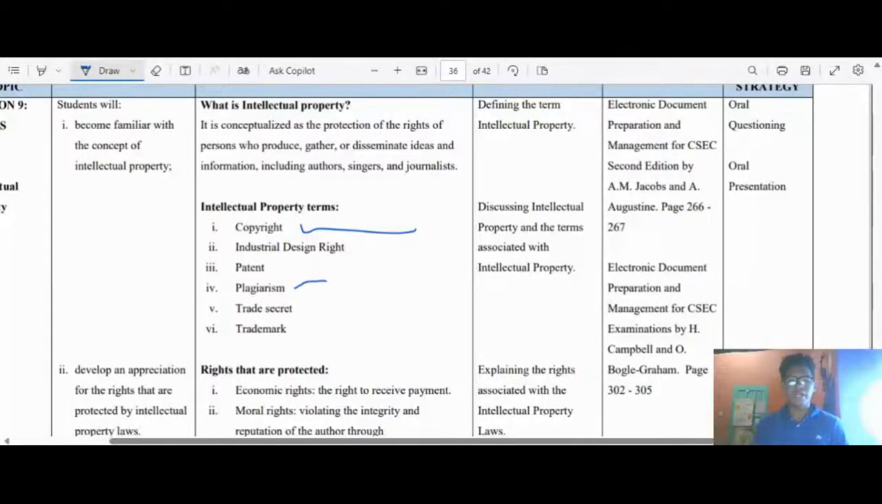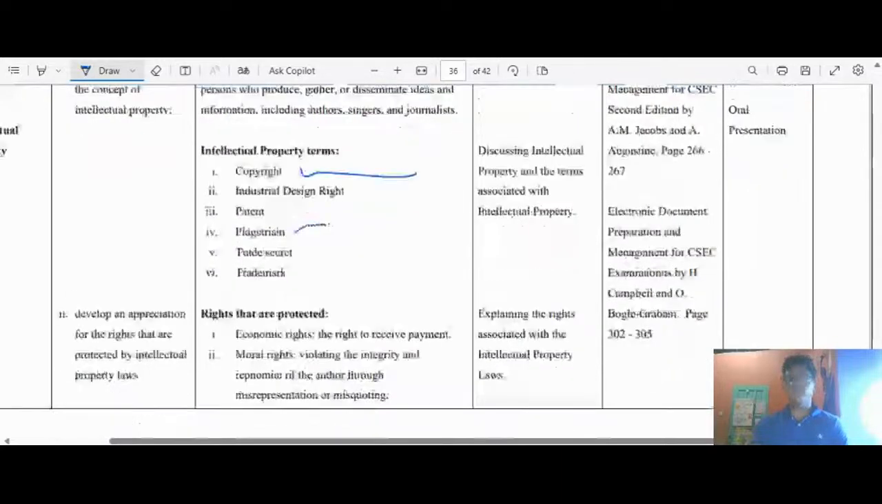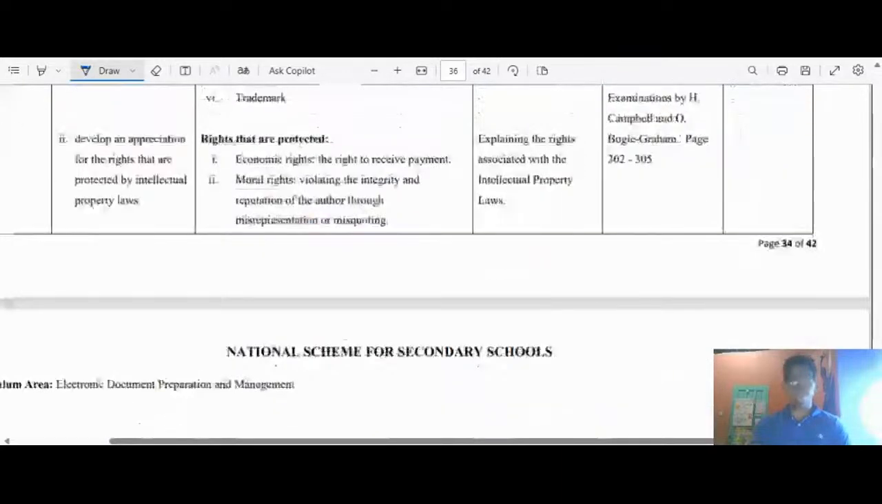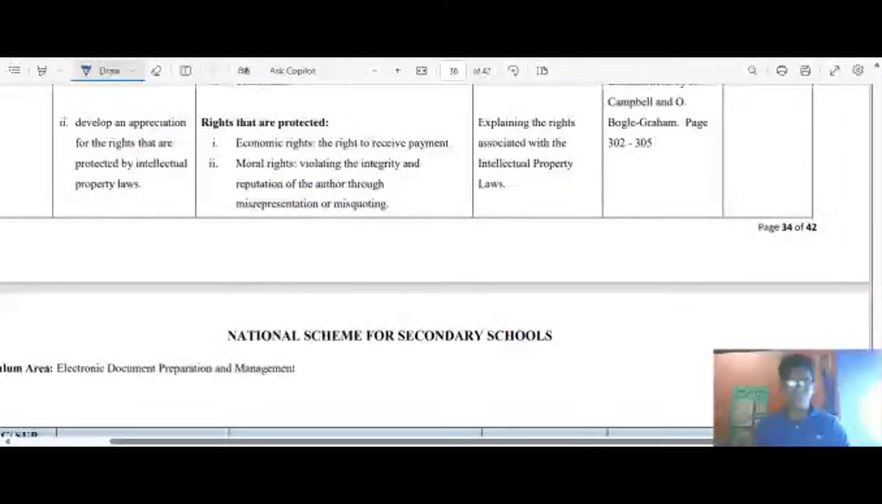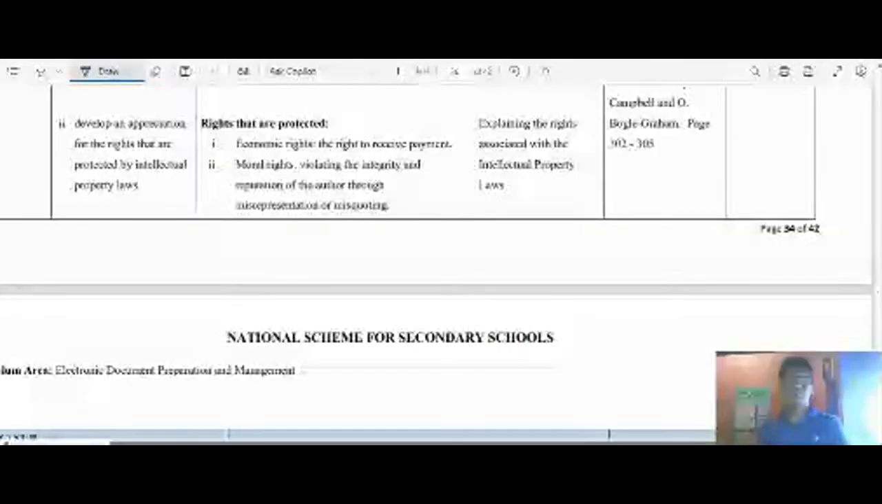And there is trademark, there is trade secret, there is patent, and there's industrial design. I will look through those terms at a later date. So rights that are protected receive payment. Whenever someone is utilizing your content or utilizing your product, they need to pay you in some sort to actually utilize it.